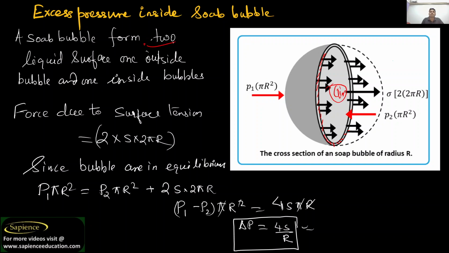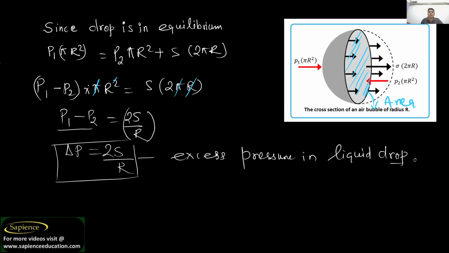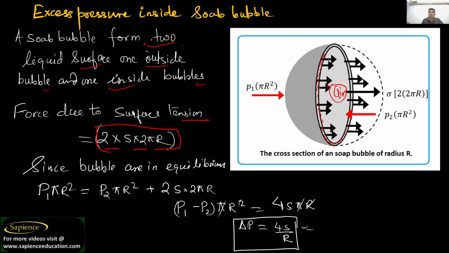As a soap bubble forms two liquid surfaces, one outside the bubble and one inside the bubble, because inside there is also a surface. So the force due to surface tension will be how much? 2 times the surface tension into 2 pi r. Earlier I had taken surface tension into 2 pi r only, but it will be 2 times in a soap bubble, because we are getting two surfaces, inside surface as well as outside surface. So the total force due to surface tension is 2 into S into 2 pi r.